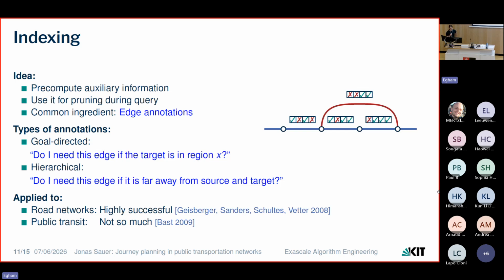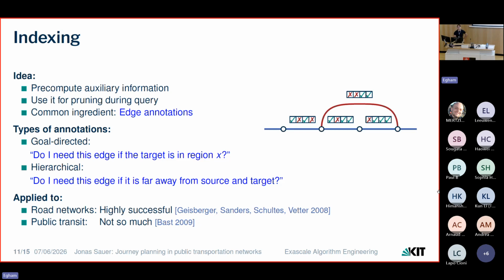Another thing I could do is hierarchical. So if I know that my edge is far away from both the source and the target, then I would probably not need to look at all of the edges. For example, if I'm going from here to, I don't know, Berlin, I would probably not be looking at local buses in Frankfurt. So there's a lot of edges that I don't need to look at if I'm far away from my source and my target. So these kind of indexing techniques have been applied very successfully to road networks.